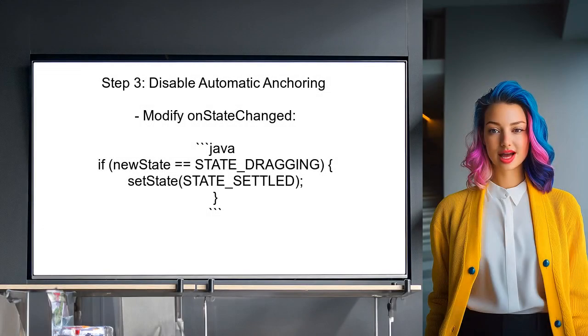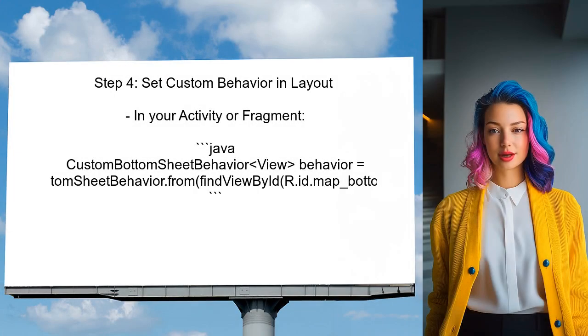Then, the user needs to disable the automatic anchoring to the top or bottom. This can be done by modifying the behavior in the onStateChanged method. Finally, the user should set their custom bottom sheet behavior to the bottom sheet in the layout. This will ensure that the new behavior is applied.